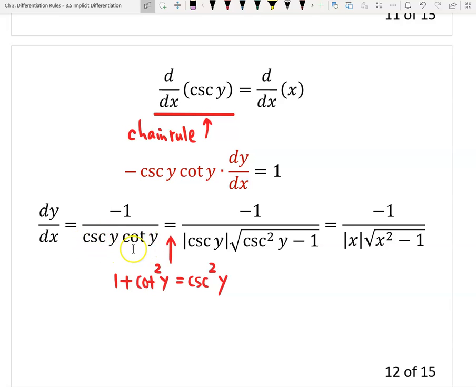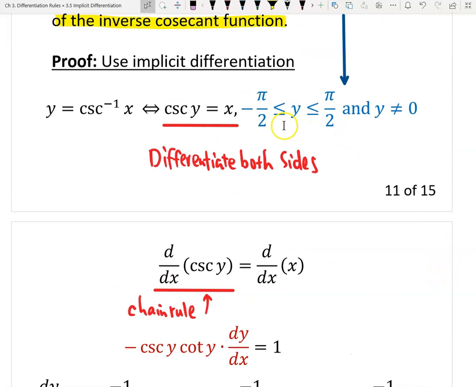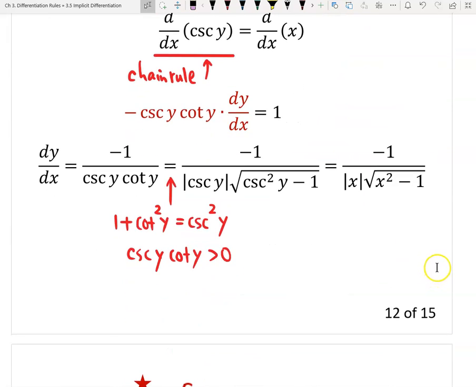I say it is always positive. That's the reason why I just put absolute value to make sure the denominator is positive. Let me write it down here. Cosecant y times cotangent y, always positive. We look back to where y is. y belongs to quadrant 1 or quadrant 2. If y belongs to quadrant 1, both positive, so this is positive. If it's quadrant 4, both negative, right? So this is still positive. Negative times negative goes to positive.